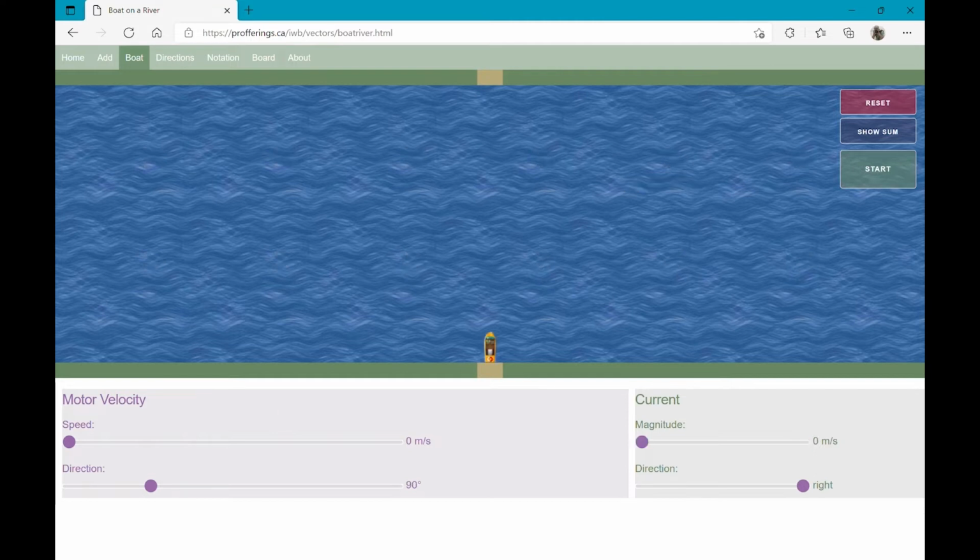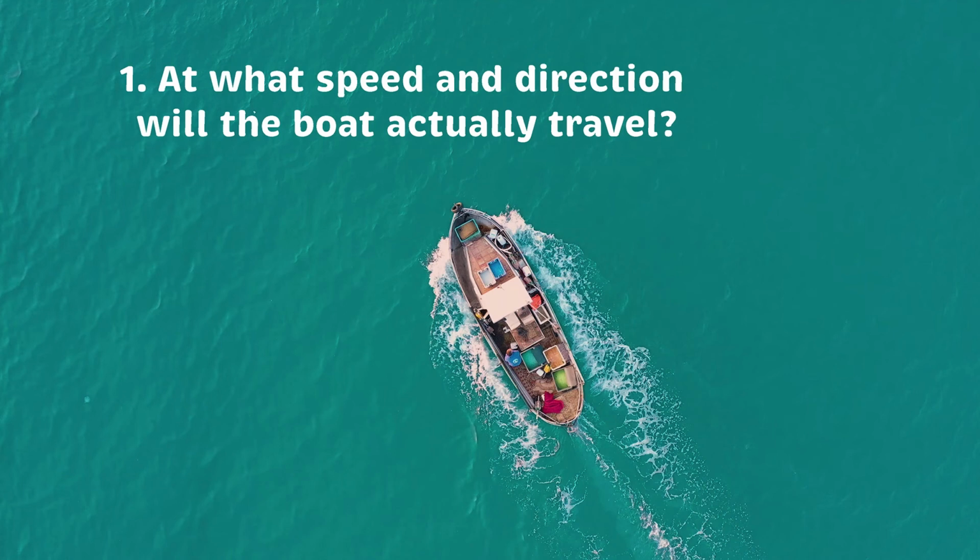So here's our question. What if we point our boat directly across the river and set the engine to push it forward at 6 meters a second, while at the same time the river is carrying the boat downstream at 5 meters a second? Hopefully it's fairly obvious that the boat will neither go directly across the river nor directly downstream. So here's our first question. In what speed and direction will the boat actually travel?